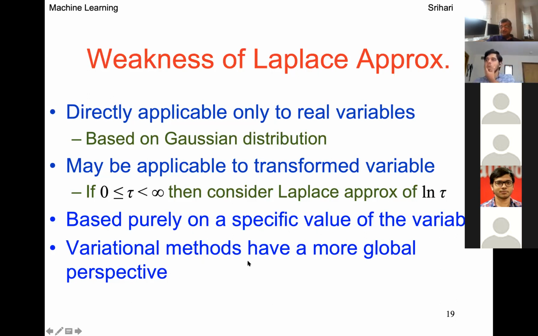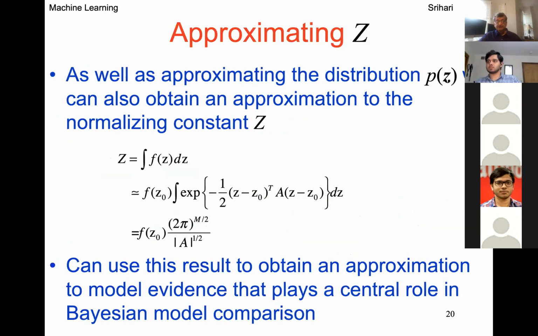Variational methods have a more global perspective. So the Laplace method is a first cut approximation. If you're going to be using a variational method, a baseline would be, how much better is it than if you had used Laplace? And then comes approximating Z. The Z value we saw earlier on is written like this.